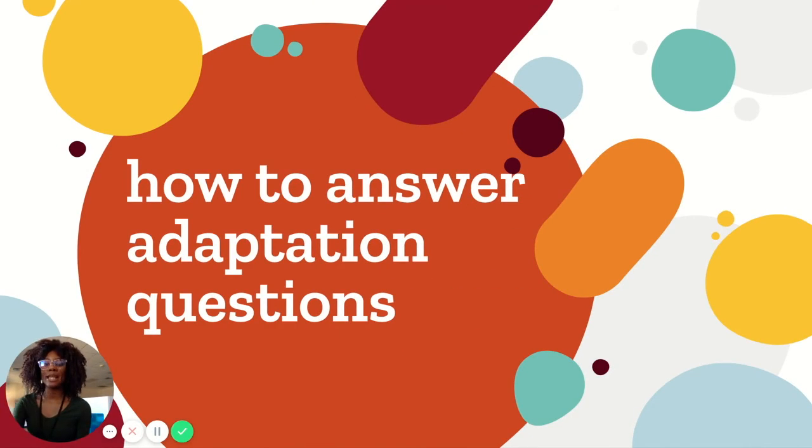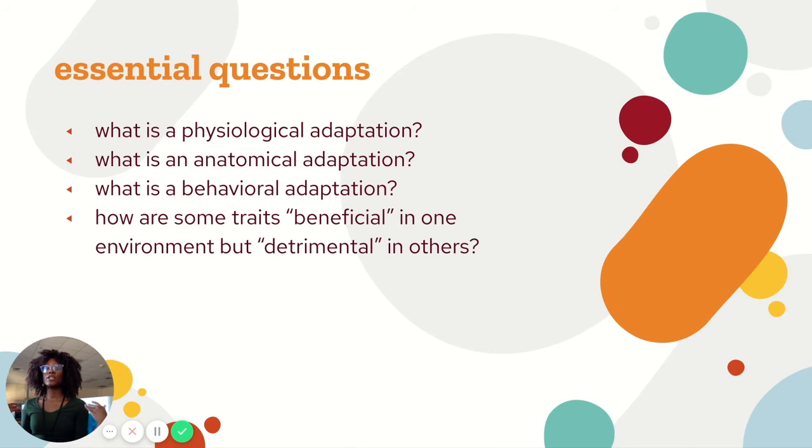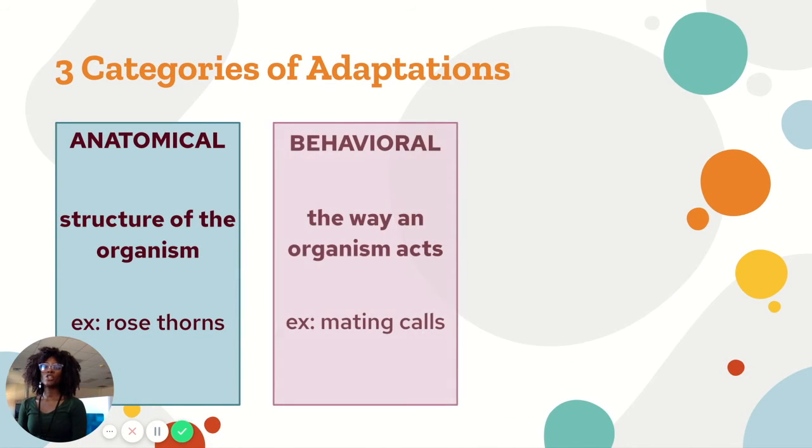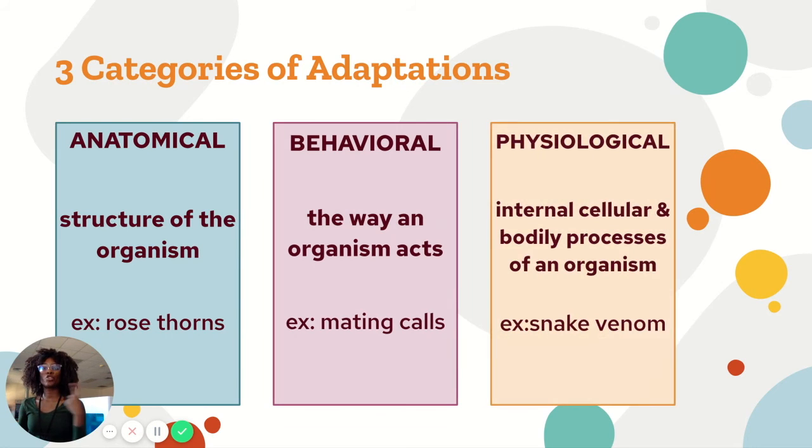So how do you answer these adaptation questions? Well, of course, you want to ask your essential questions first, and then let's go through them again. Anatomical is the structure of an organism, so the way something looks. Behavioral is the way that an organism acts, what it does, its behavior. And then physiological is going to be that internal body process.